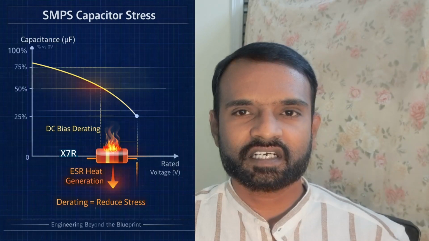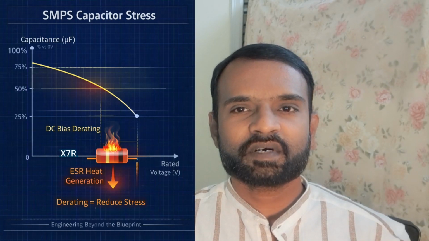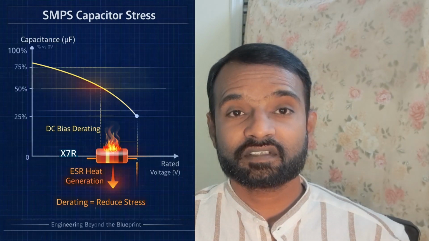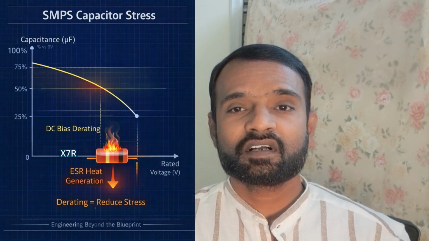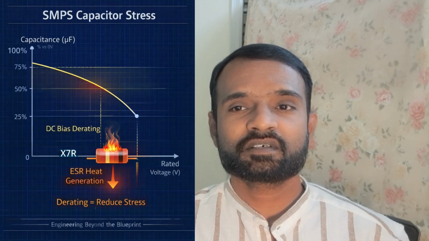And next comes DC bias derating. Why does DC bias derating happen? Because a capacitor, especially a ceramic capacitor, loses capacitance under DC voltage. Example, the designer compensates by choosing a higher nominal value.